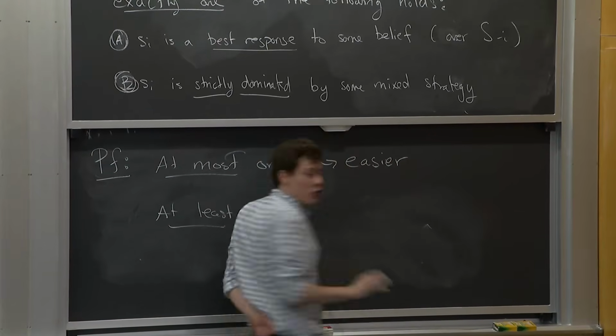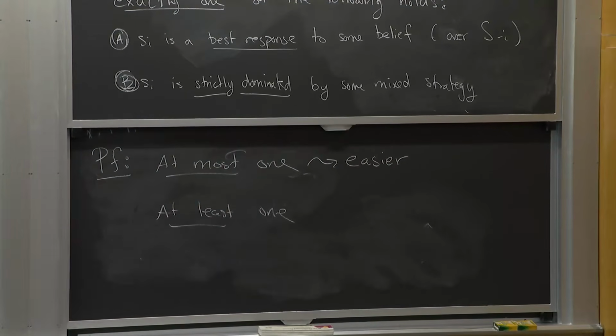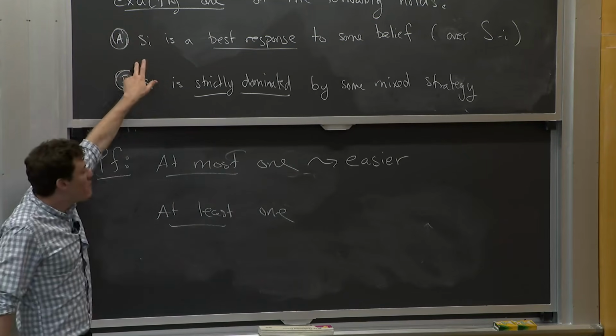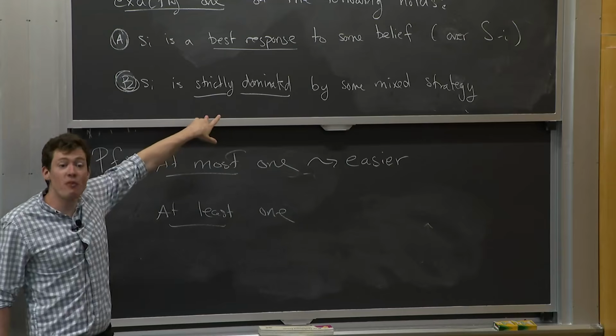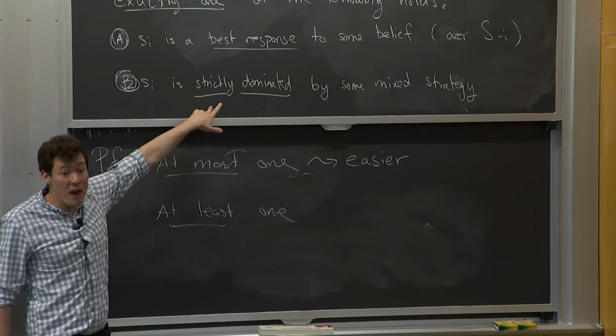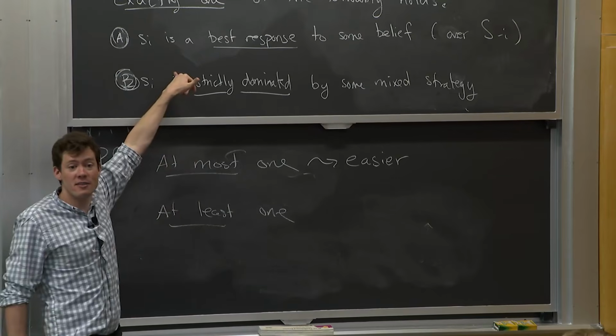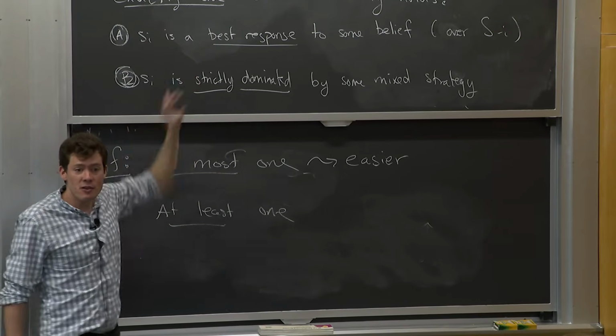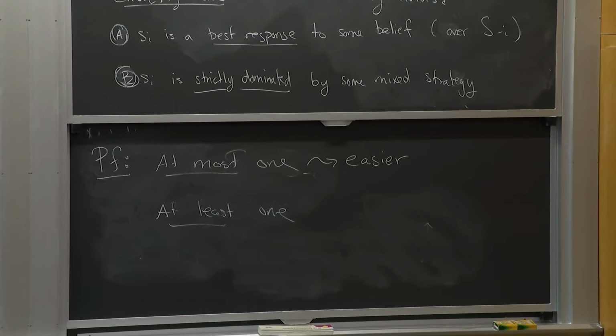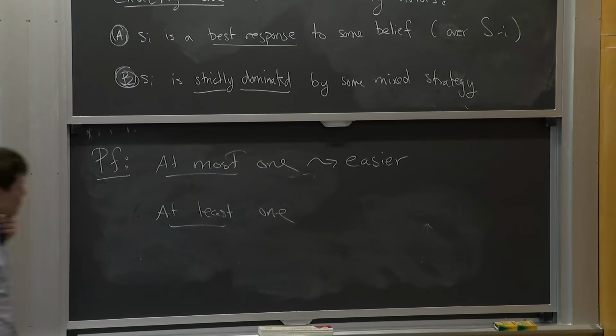And what's your kind of intuitive argument? We won't give a formal one, but we're going to get a contradiction, right? So if both were true, you're saying this is the best we can do against some belief, but there's something else that does strictly better whatever my opponent does. Well, if it does strictly better whatever my opponent does, it should also do strictly better given my belief. But that means the other thing couldn't be a best response. So I think it's pretty intuitive. I'd encourage you to work out the algebra on your own. I think this is a good exercise to do at home.